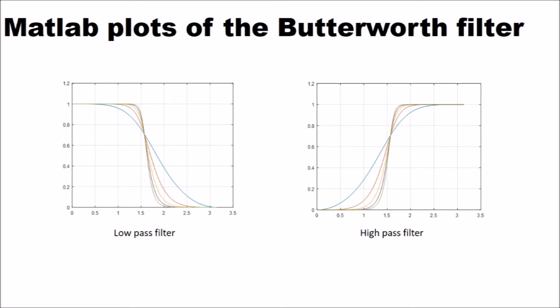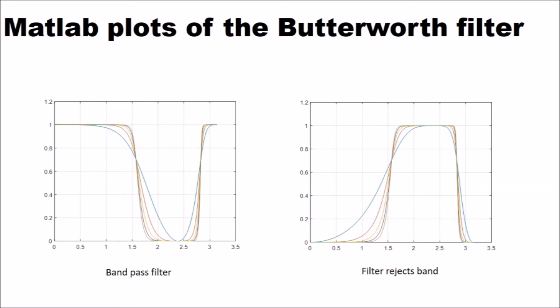Here we can see the Butterworth filter in low pass and high pass configuration with the help of the program. And here we can see the filter in band pass configuration and in band reject configuration. And we can see that the required parameters are the same for the different orders that are graphed.